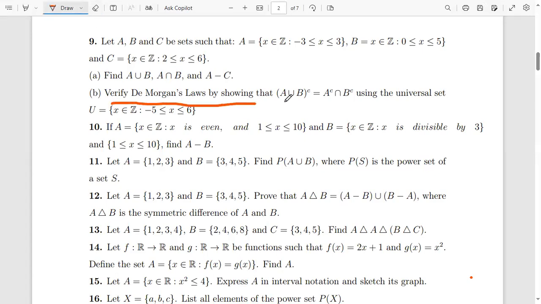There's this question. Okay, so this is a very important law when you're dealing with sets, what we call De Morgan's laws. We have two of them. The first type is this one that we've been given here. Then we also have another type that I'll show you. So here they're saying verify De Morgan's laws by showing that A union B complement is equal to A complement intersection B complement. Then they have also given us the universal set from -5 to 6 here. So let's do that.